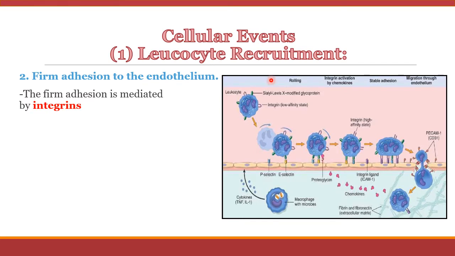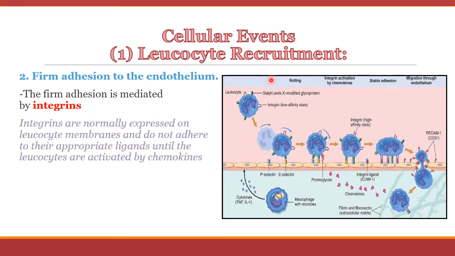The next step of the leukocyte recruitment is the firm adhesion to the endothelium, or the strong attachment between the neutrophil and the endothelial cells. This firm adhesion is mediated by another family of receptors called integrins. So, to revise again, the family of receptors responsible for the weak adhesion and the rolling step is the selectin family. Here, the next step, the firm adhesion, is mediated by a family of receptors called the integrins.